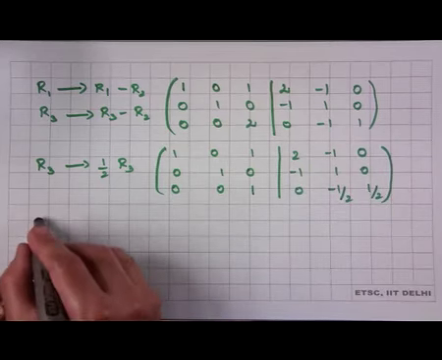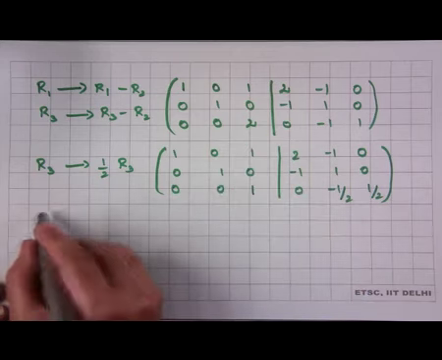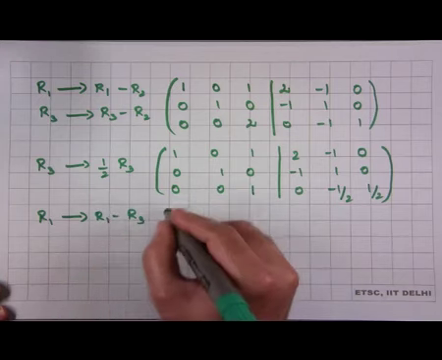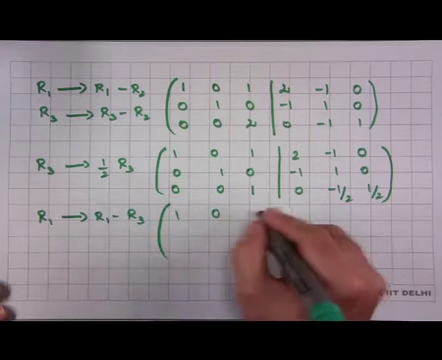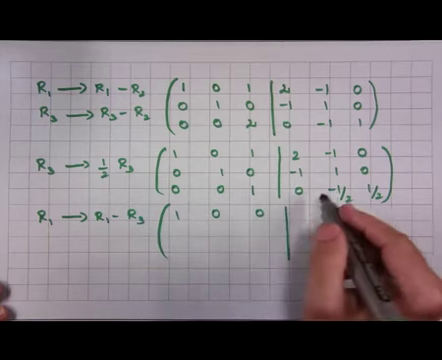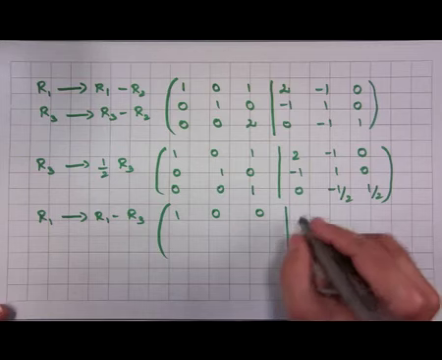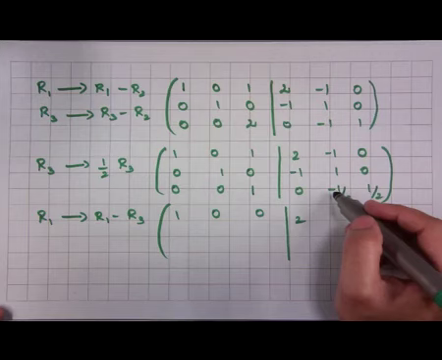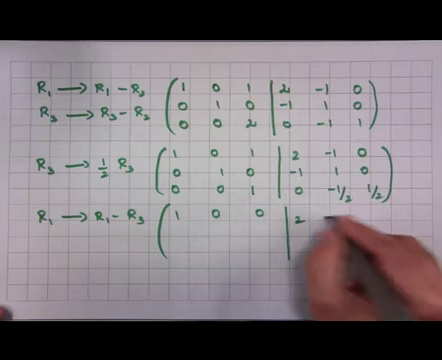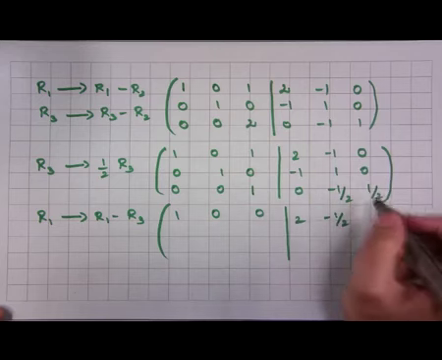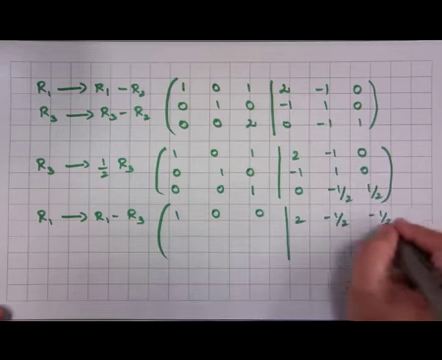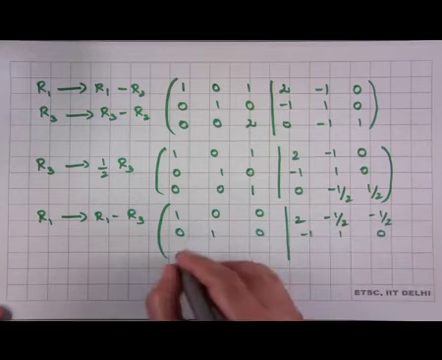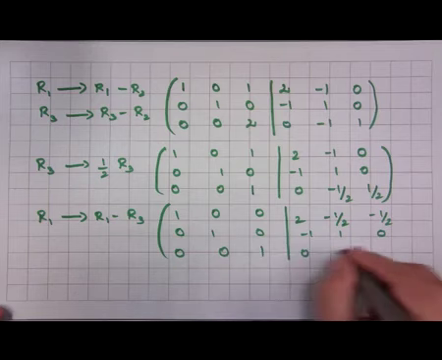So, now we will have to convert this 1 into 0, R1 is replaced by R1 minus R3. 1 0 0. R1 minus R3: 2 minus 0 which is 2, minus 1 minus minus half, which is minus 1 plus half. So, you have minus half, 0 minus half, you again have minus half. The other things remain unchanged. Zero, minus half and half.